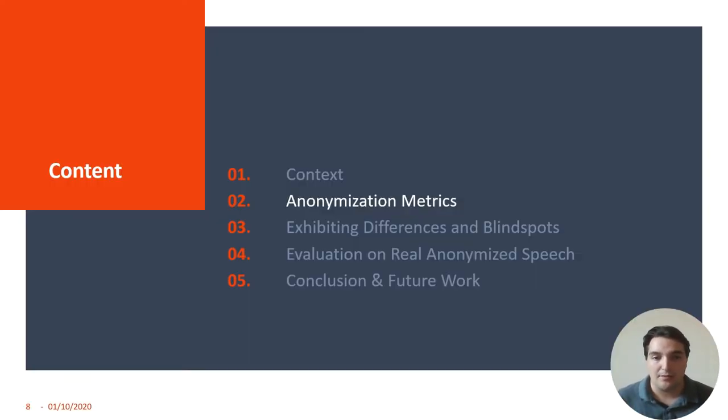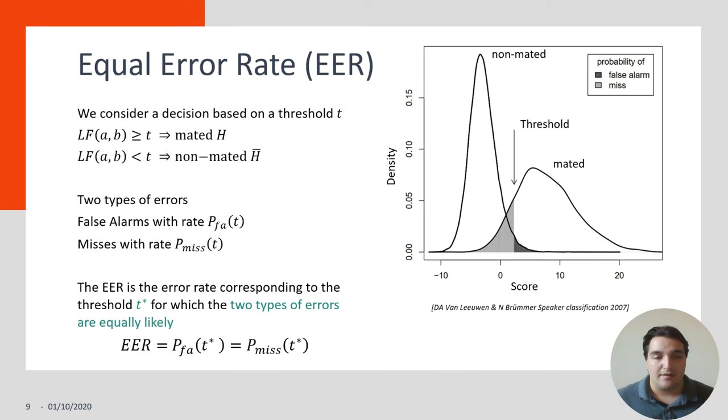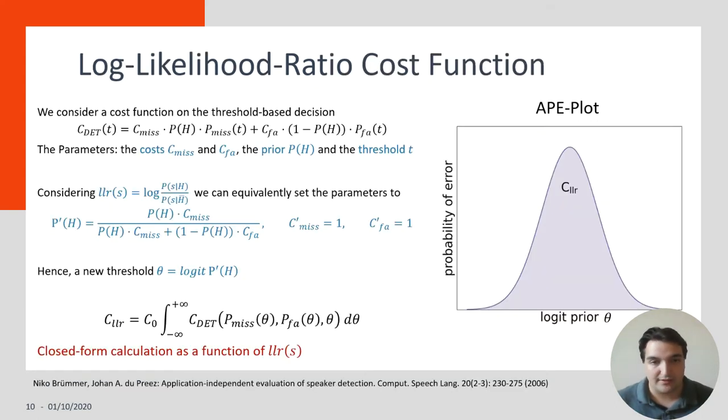Now let's speak about the anonymization metrics we are going to compare in this presentation, starting with the equal error rate. In this setting, we consider that a decision is made based on a threshold. If the score is higher, the pair is considered as mated. As we can see in the figure on the right, we have two distributions of scores, the non-mated one and the mated one. Then, given a threshold, we have two error rates, the false alarm rate and the miss rate. The equal error rate is the particular error rate corresponding to the threshold T star for which the two types of error are equally likely. Let's move to the second metric, the log likelihood ratio cost function.